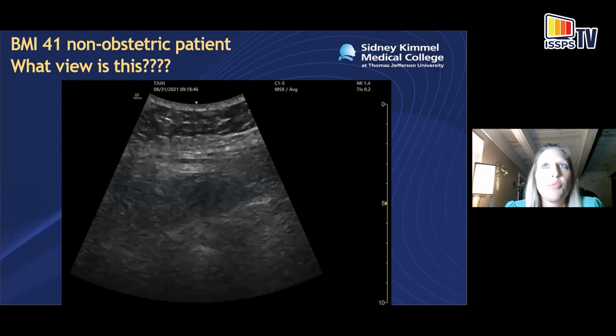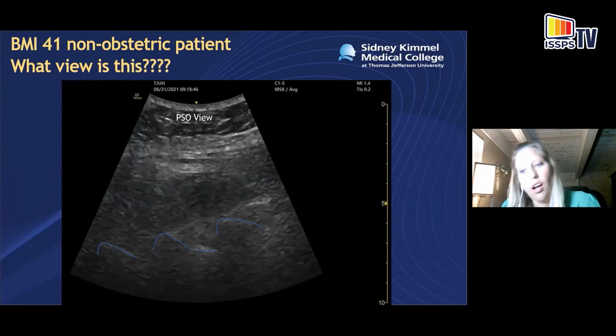So again, it's really important to have pattern recognition. So this is a BMI of 41, again, a patient for orthopedic surgery. So what view is this? It's hard to see, better in a dynamic view, but we could see that our lamina are there, and we could see just a bit of that hyperechoic posterior dura. So this would be my paramedian sagittal oblique view, where I would identify some of the interspaces. So it takes practice. Practice on the non-obese, so that when you're faced with an obese patient, you can seamlessly do the ultrasound scans and have success.